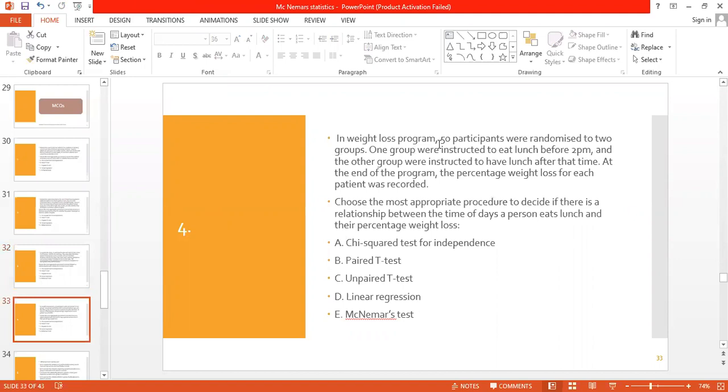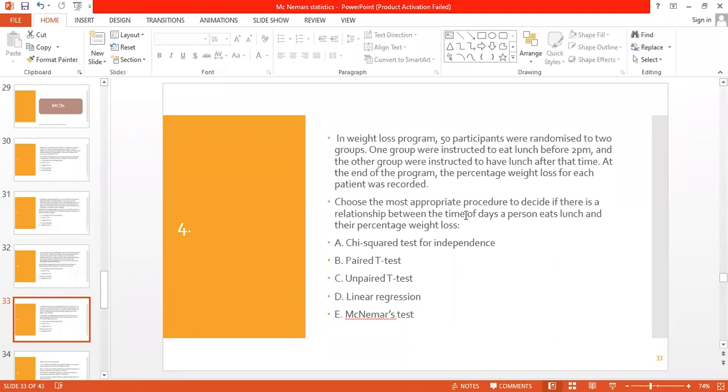In a weight loss program, 40 participants were randomized to two groups. One group was instructed to eat lunch before 2 p.m. and the other group was instructed to have lunch after that time. At the end of the program, the percentage weight loss for each patient was recorded. Choose the most appropriate procedure to decide if there is a relationship between the time of day a person eats lunch and their percentage weight loss. Chi-square test for independence, paired t-test, unpaired t-test, linear regression, or a McNemar test.